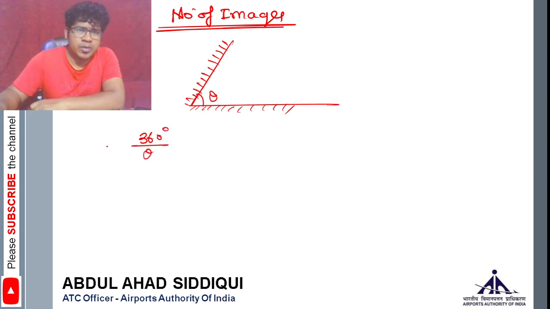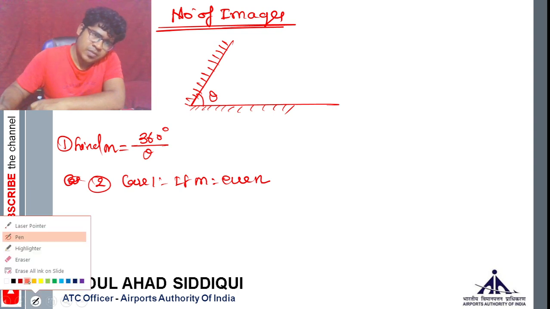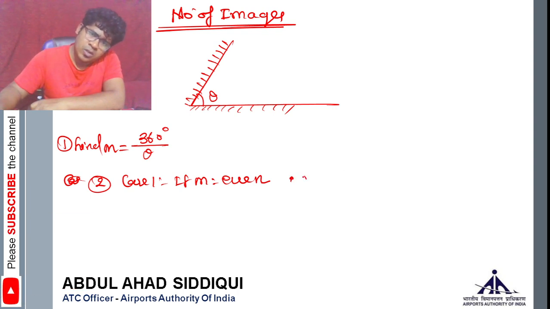Find 360 by theta, which is m. So number one is find 360 by theta, which is m. Case 1: if m is even, then your number of images will be m minus 1.